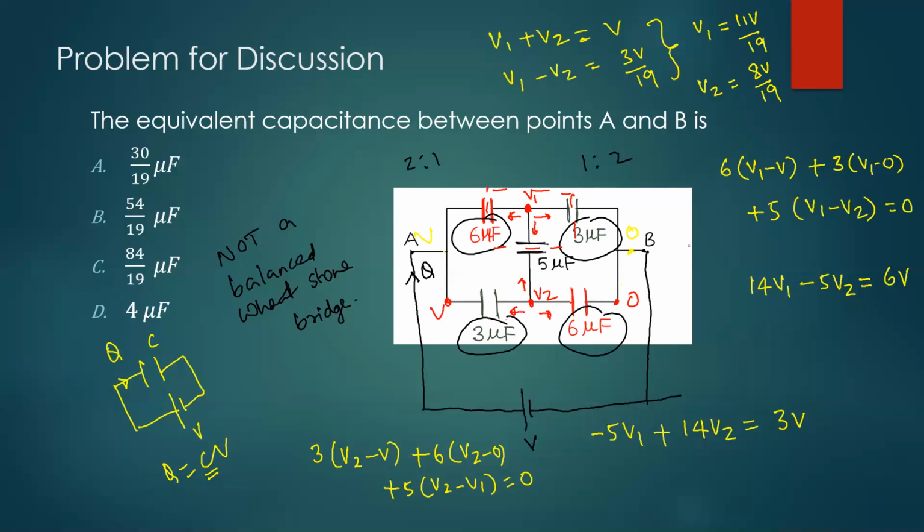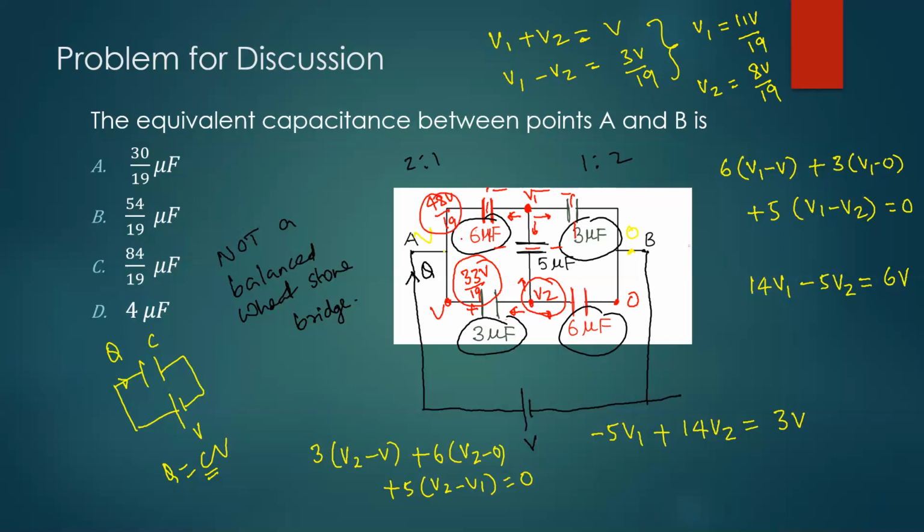Then I can get the charge on the lower 3 microfarad capacitor, because now I know V2, which is 8V by 19. So V minus V2 is 11V by 19, and the charge here will be C times that, so 33V by 19 is the charge on the lower capacitor. Similarly, V minus V1, where V1 is 11V by 19, is 8V by 19. If I multiply by 6, I get 48V by 19.